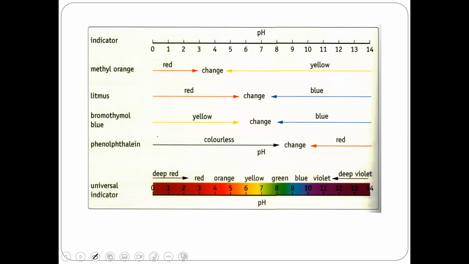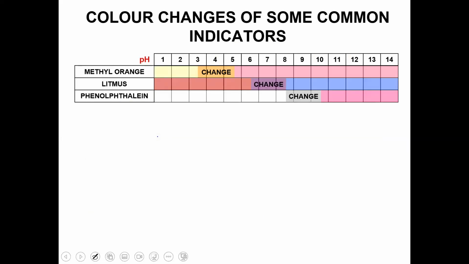This is an indicator table which should be partially known, that every indicator has a range, a threshold pH at which it changes color. All indicators do not work in the same pH range. Look at the methyl orange and its pH range. Look at the litmus. Look at its range.